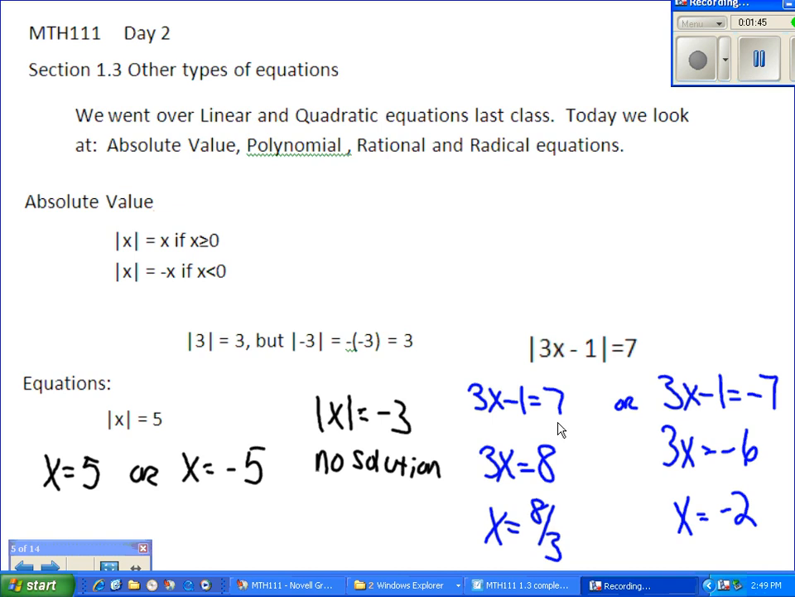Then we can solve each of the linear equations separately. We get x equals 8/3, and we get x equals negative 2. So there's two solutions to this absolute value equation. The important thing to remember when solving these is the first step: set it equal to positive 7 and negative 7. You cannot simply solve the problem and tack a plus or minus onto the solution when you're done. That doesn't work. You have to do that as a first step.